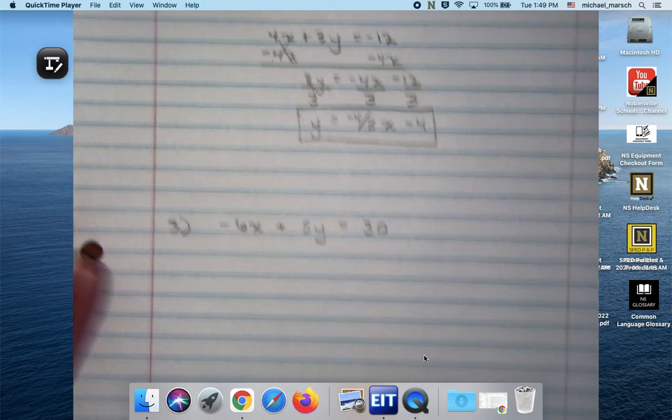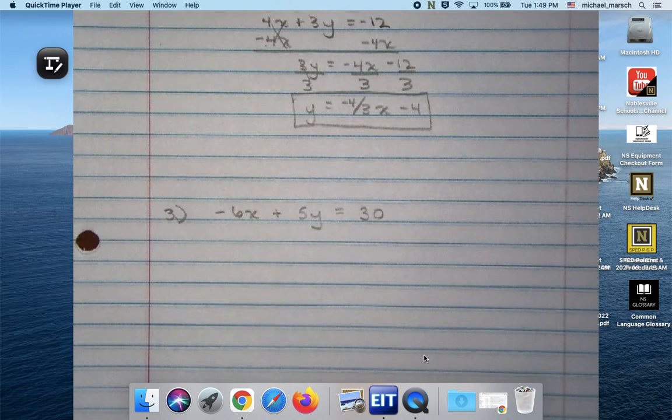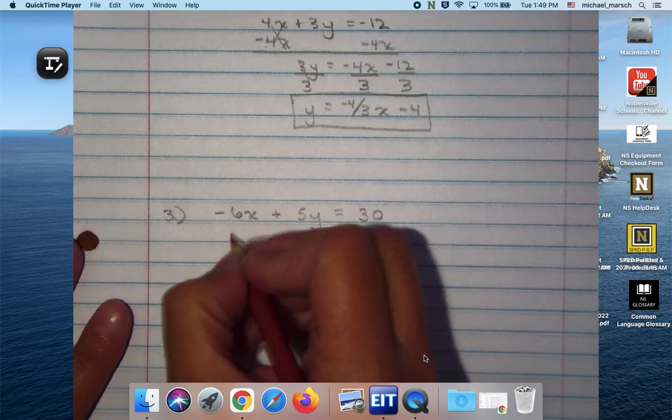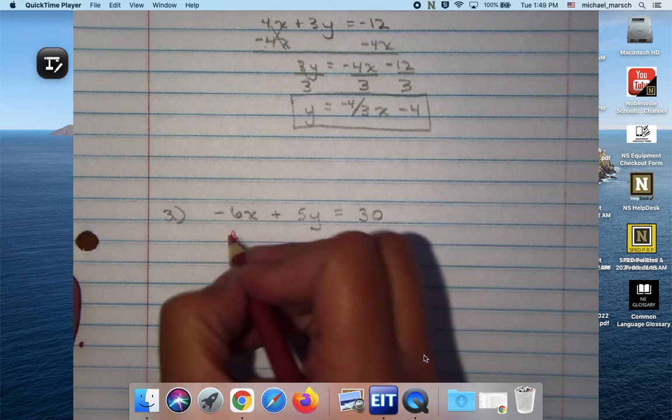Don't start on this yet. Just let it simmer. Who can tell me why this is not in standard form? What rule is it breaking? The 6x is negative. Yeah, my A can't be negative.